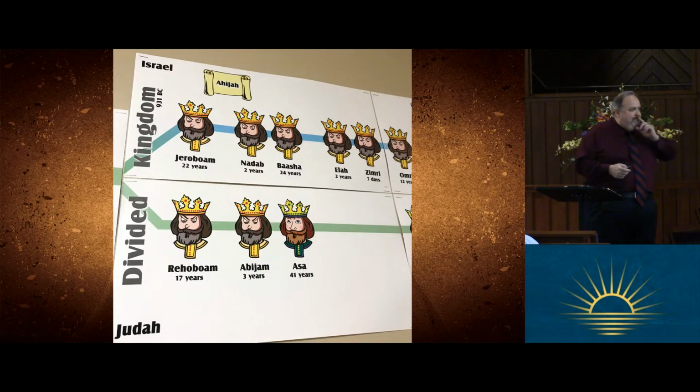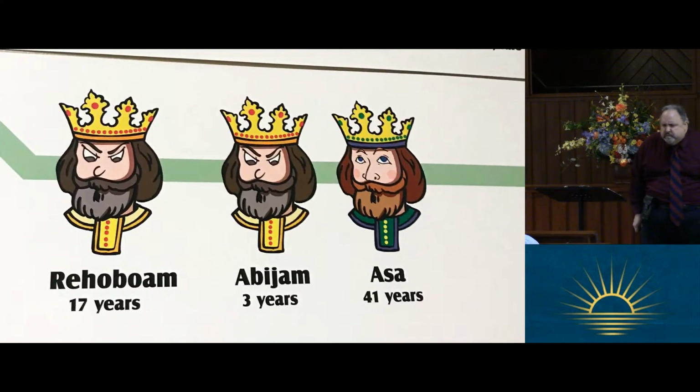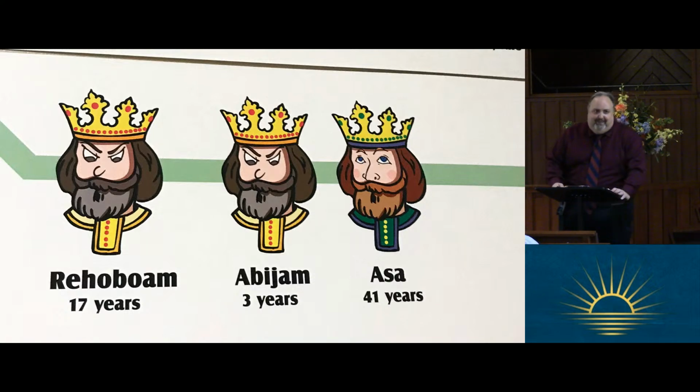Here's something else about it. If you're a bad king, you look like this. If you're a good king, you look like this. And there aren't very many happy faces. Rehoboam, Abijam, Asa. Which of those three guys is the only good king? Asa. And Asa was, we read it just a moment ago, he was declared to be a good king, like David. Rehoboam, his son Abijam, his son Asa. What happened? Why was Asa good when his dad and granddad were bad?